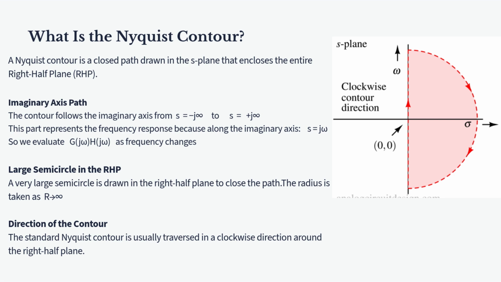The second part is a very large semicircle in the right half plane. This semicircle closes the path. To simplify, the Nyquist contour is like an inspection path around the unstable region.